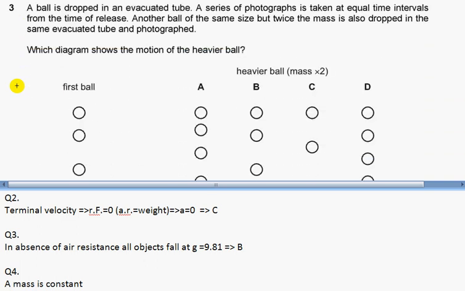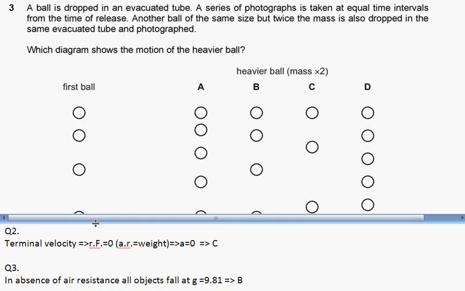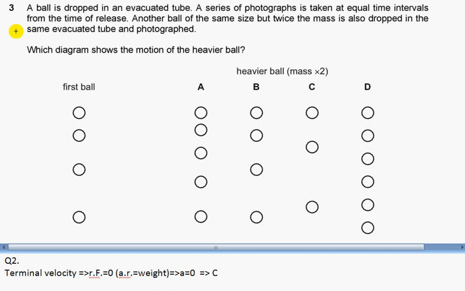Okay, question 3. Let's make the divider bigger. A ball is dropped in an evacuated tube. A series of photographs is taken at equal time intervals from the time of release. Another ball of the same size but twice the mass is also dropped in the same evacuated tube and photographed. Which diagram shows the motion of the heavier ball? If balls are moving in an evacuated tube, then they move with the same, identical, equal acceleration g. For Earth it is 10 meters per second squared. It means that the first ball and second ball should have the same acceleration and their motion should be identical. So we choose answer C, which is identical with the motion of the first ball.